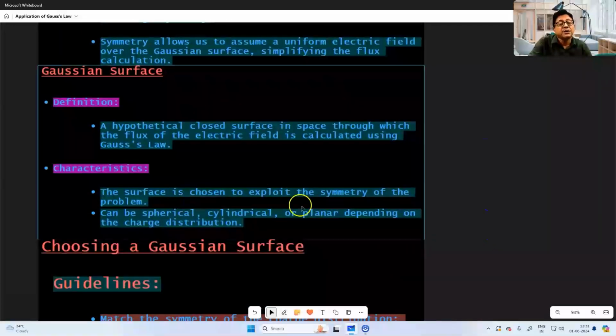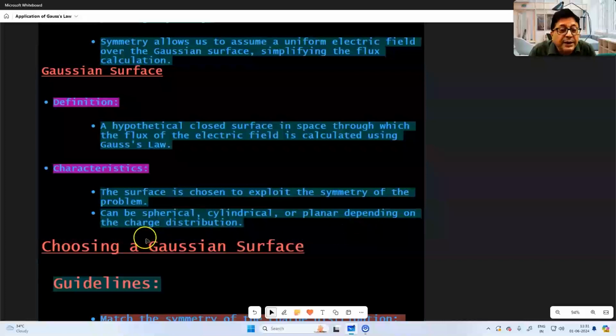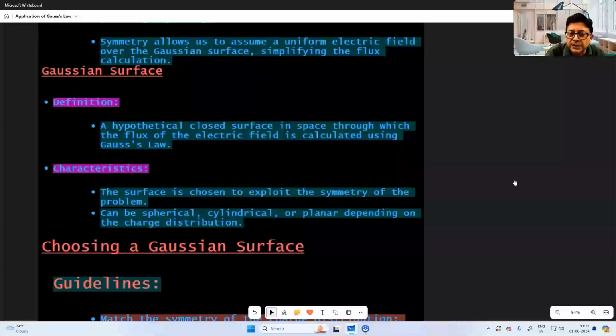The Gaussian surface will be chosen in such a manner that the symmetry of the problem is there, then only. It can be spherical, cylindrical or planar depending on the charge distribution. So when you are going to find electric field due to a cylindrical charge distribution or an infinitely long charge thread, it is cylindrical. When charge is distributed on a plane surface, there will be planar symmetry, and spherical when there is a point charge or hollow sphere or solid sphere, whatever.